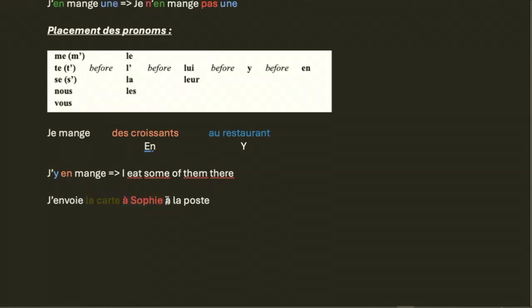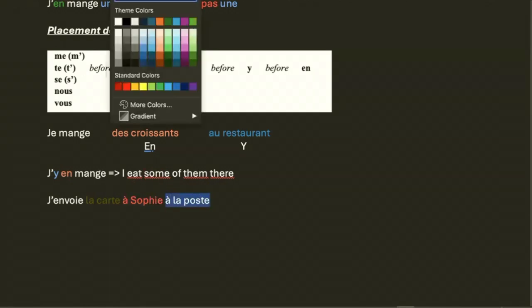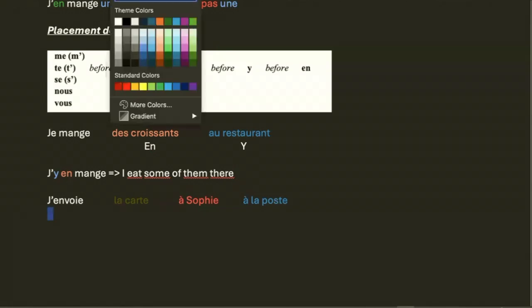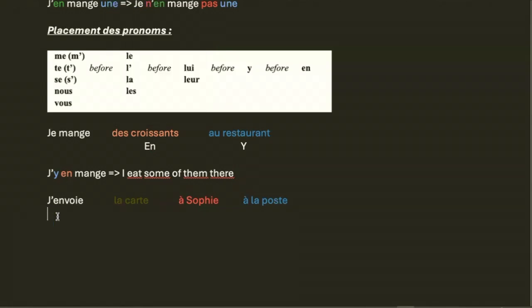À la poste, that's a place, and it starts with à la. So that's going to be y. And we're going to use this blue. Which blue did I use? Maybe this one? Yes, so I'm consistent. Okay? So I'm going to do something like that. La carte is going to be replaced by la. À Sophie is going to be replaced by lui. À la poste is going to be replaced by y.